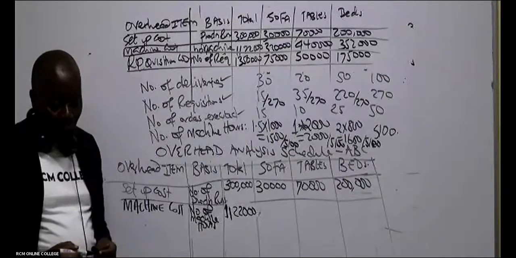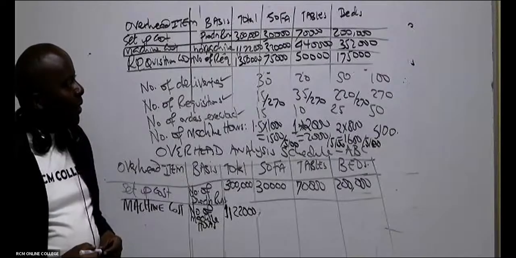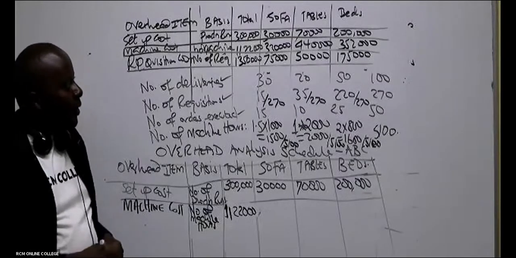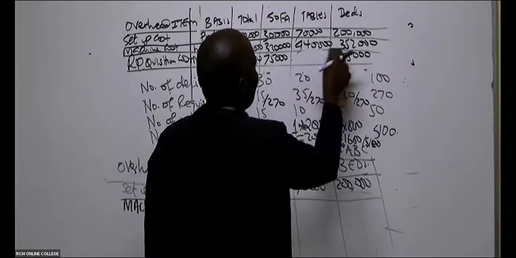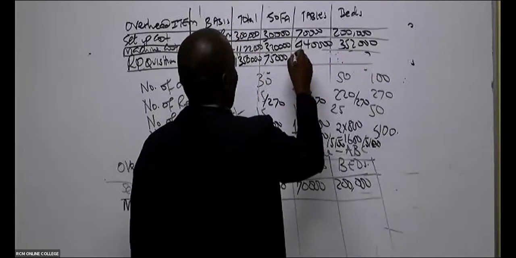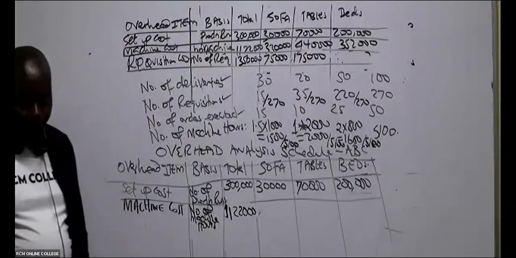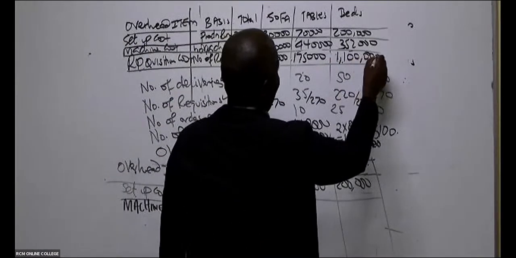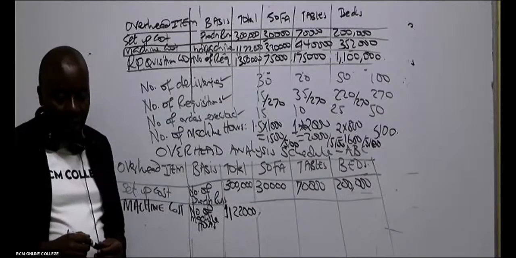And then we take on the next one. For tables, they're saying tables is 175,000. So this is 175,000. How about beds? 1.1 million. Beds, we have 1.1 million. Thank you so much. So after requisition cost, do we have any other overhead item?